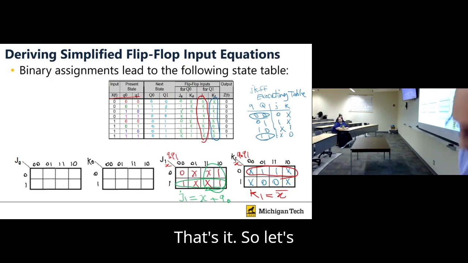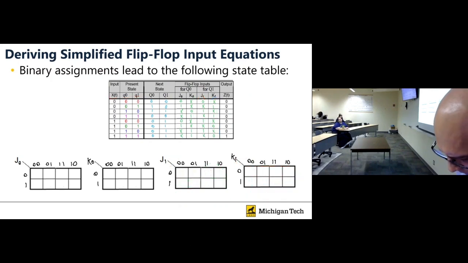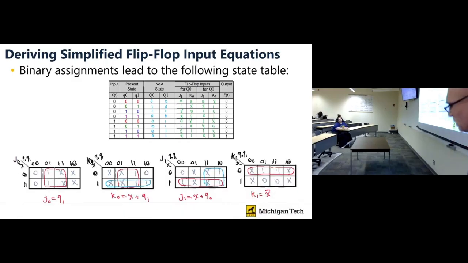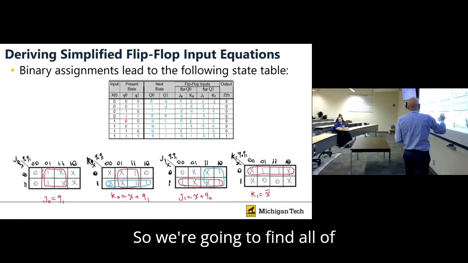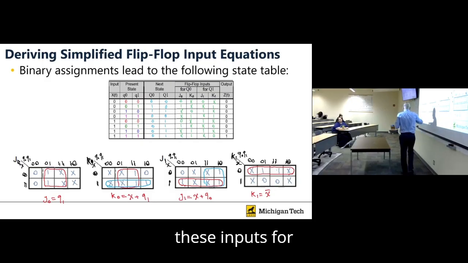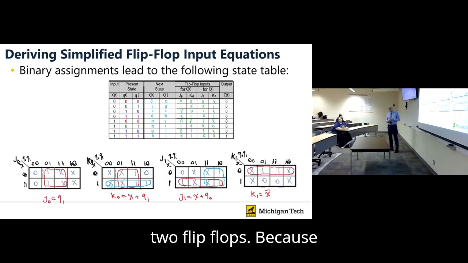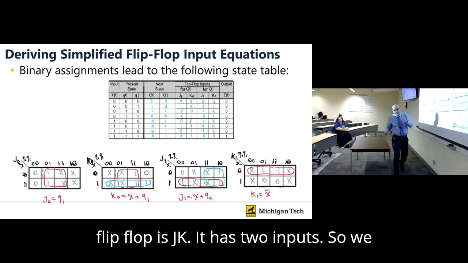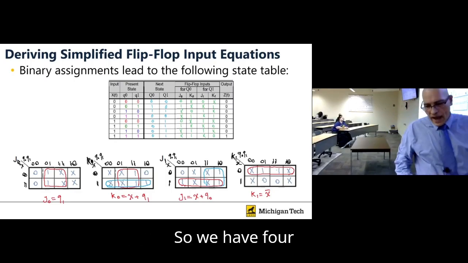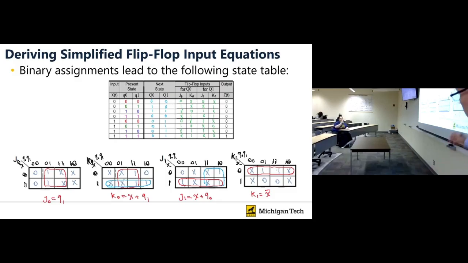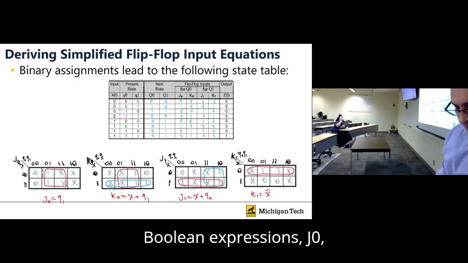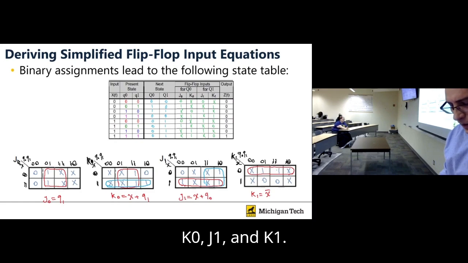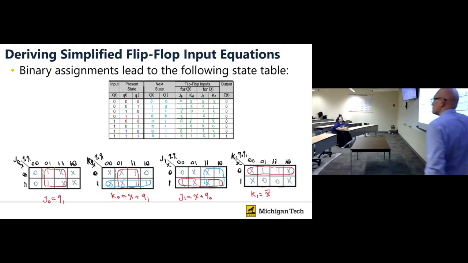That's it. So let's clean this up. Okay, I'm going to fill all of them like that. So we're going to find all of these inputs for 2 flip-flops. Because the flip-flop is JK, it has 2 inputs. So we need to find the input for all of them. So we have 4 Boolean expressions: J0, K0, J1, and K1. Okay, what's the next step?